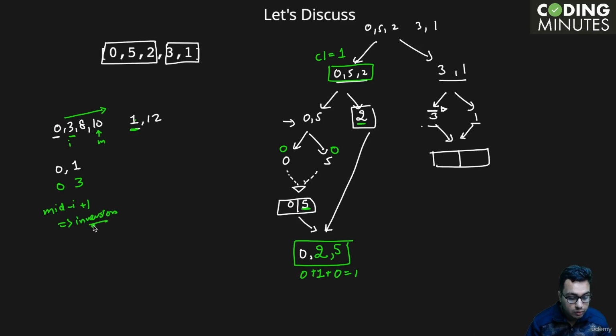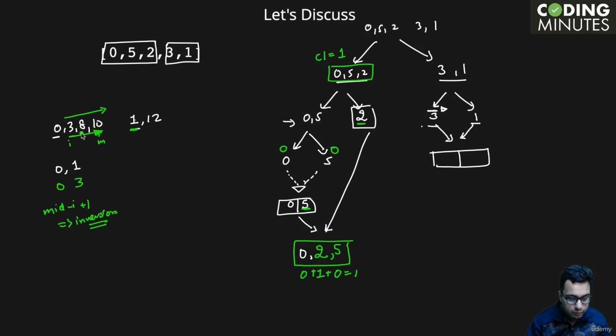So this we will see in the code as well. This is a very important step. When you get an element from the right that is smaller than the element from the left, that means that element is also smaller than all the remaining elements on the left. So it means 1 is also smaller than 8 and 1 is also smaller than 10. Okay, so this is the whole idea. That's why we add 3 to our inversion count.